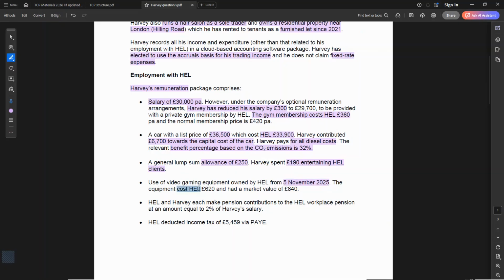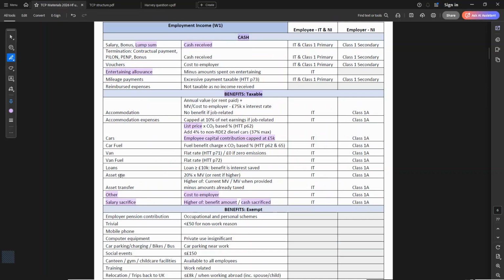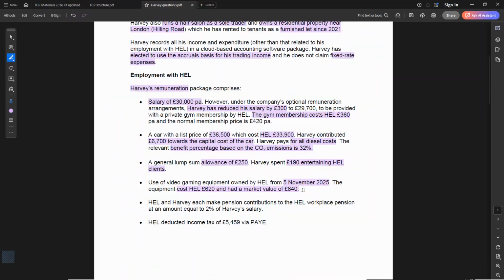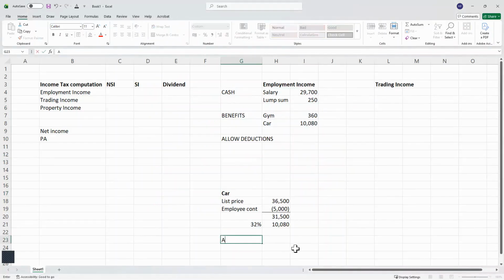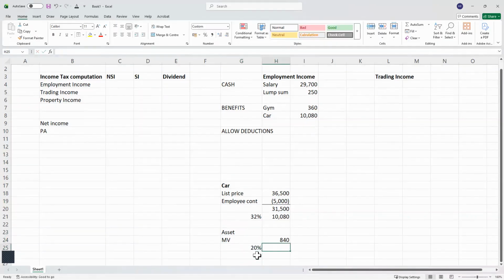The equipment cost HEL £620 and had a market value of £840. So if we go back to the ACA Master's Notes, we know that where there is use of an asset, the amount that is taxable is 20% of the market value of the asset or the rent if higher. So here we've been told the market value is £840. So the taxable benefit is going to be 20% of £840. So we will have a working for the asset. The market value, we're told, is £840.